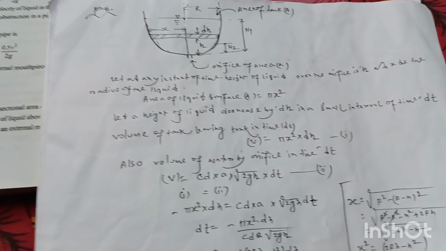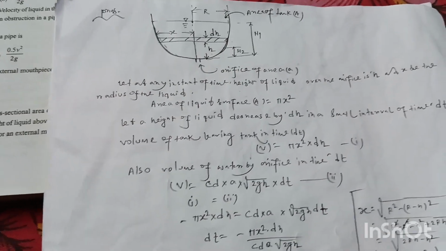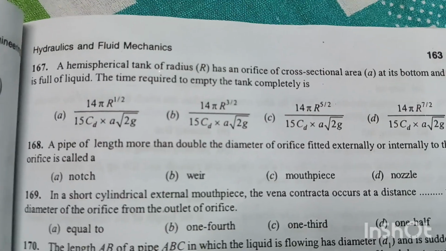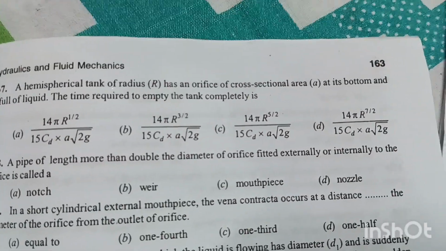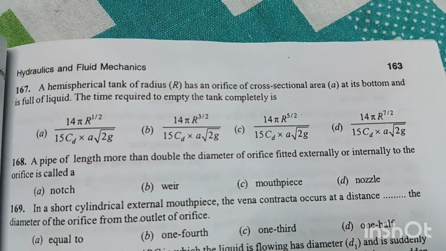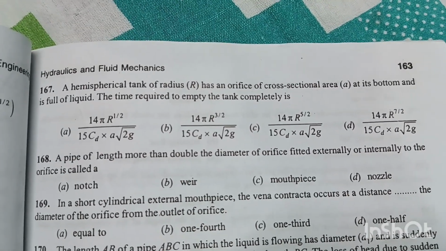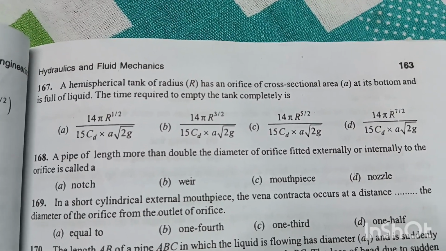A similar procedure is adopted as in the case of the uniform cross-sectional area tank. Question number 167. A hemispherical tank of radius r has an orifice of cross-sectional area a at its bottom and is full of liquid. The time required to empty the tank completely is.